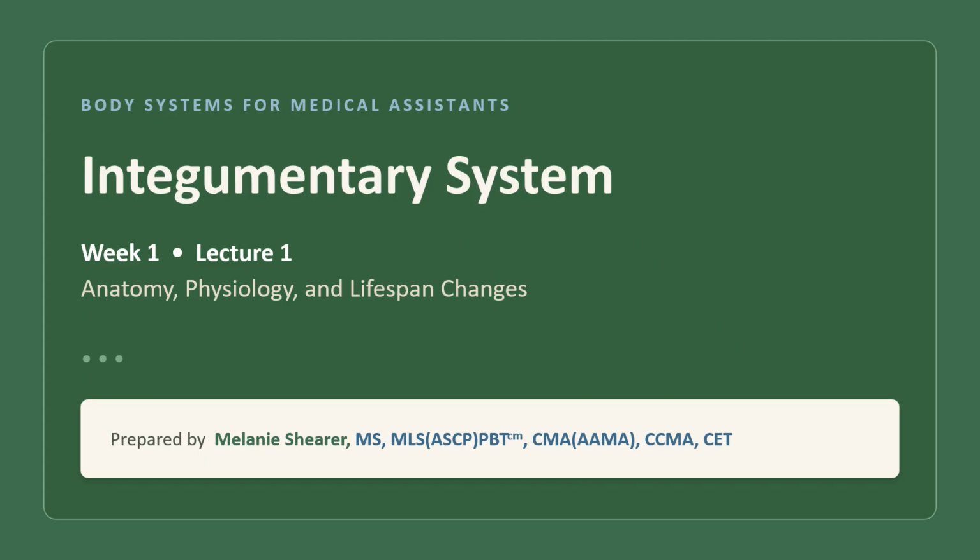In this first lecture, our goal is foundational. We will build the vocabulary and the structural picture you need before we ever talk about disease or medication. By the end, you should be able to picture the layers of the skin, name what lives in each layer, explain what the skin actually does for the body, and describe how newborn skin and older adult skin differ from the skin of a healthy young adult.